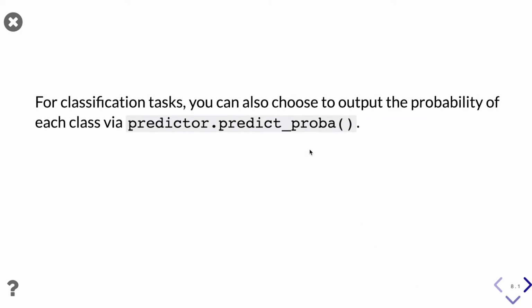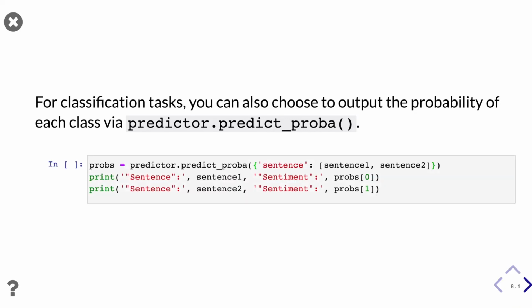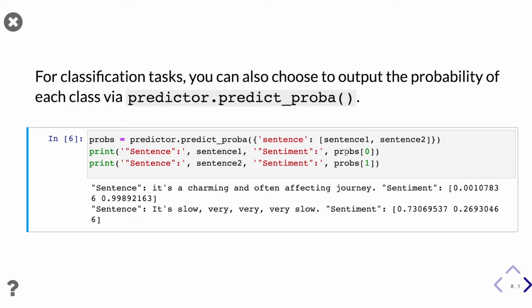For classification tasks, apart from using predict, you can also choose to output the probability of each class via predictor.predict_proba. Here, we use this predict_proba, and we specify the sentence to be the batch of these two sentences. And let's see the results.